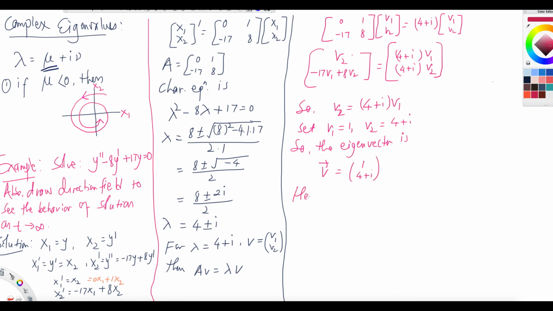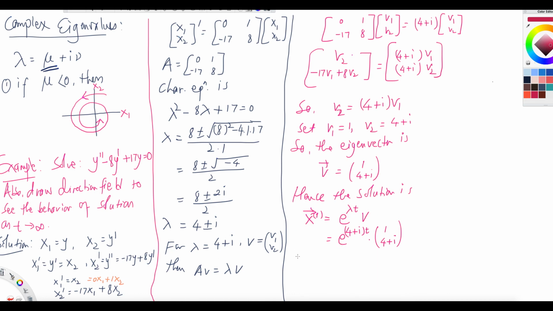Hence the solution is, let's say this is x1, okay? The x1 vector is equal to what? e to the lambda t times V, right? What do you get? You get e to the (4 plus i)t times [1, 4 plus i]. Okay guys, so this is x1. Let me write it inside parentheses just to tell you that for one eigenvalue you get one set of solution, and for another eigenvalue you will get another set of solution, okay?